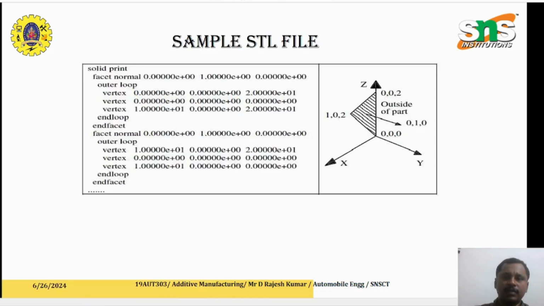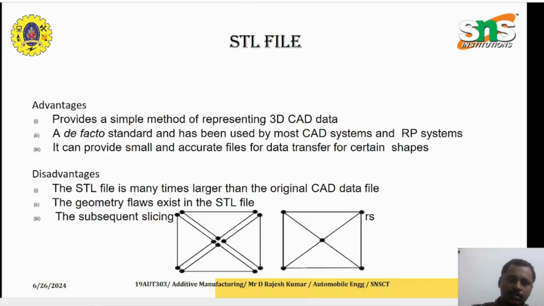This is an example of the standard tessellated file or standard triangular file. You can see here the coordinates of the element are specified according to the x, y and z coordinates. Here are the advantages of the STL file format used in additive manufacturing. The CAD model is created using any software. That CAD model is then converted into the STL file and then it is fed into the machine. So this is the primary process in additive manufacturing techniques.